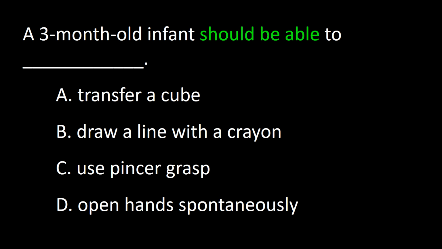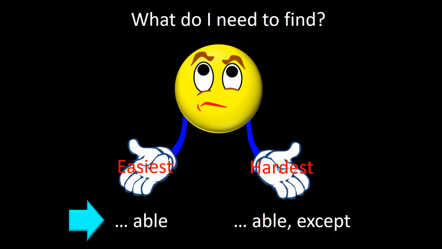The question is about what the child should be able to do. This is so because you found the word able with no exception in the stem. So the right choice is the easiest action.